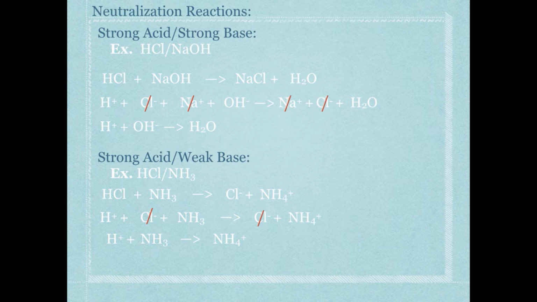If you have a strong acid or a strong base, you can ignore the ion that goes with it. So for HCl, ignore the Cl minus. For the NaOH, ignore the Na. For the HCl, ignore the Cl. All right, let's look at another example. Here I've got a strong base and a weak acid.